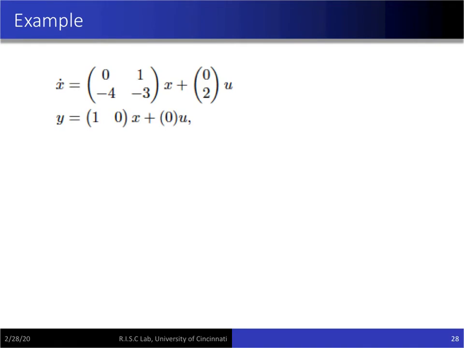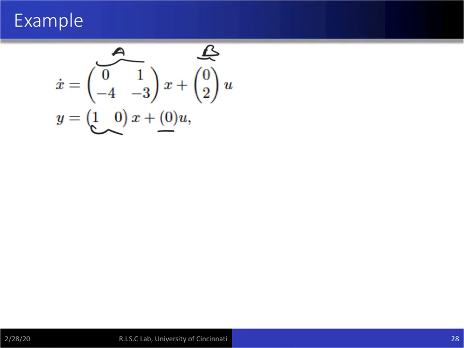Anybody? What is A here? Yeah, this is A, right? What is B? This is B. What is C? And what is D? D is 0, right? So that's it. In most real-time systems, D is 0, like you don't have input going directly to the outputs.